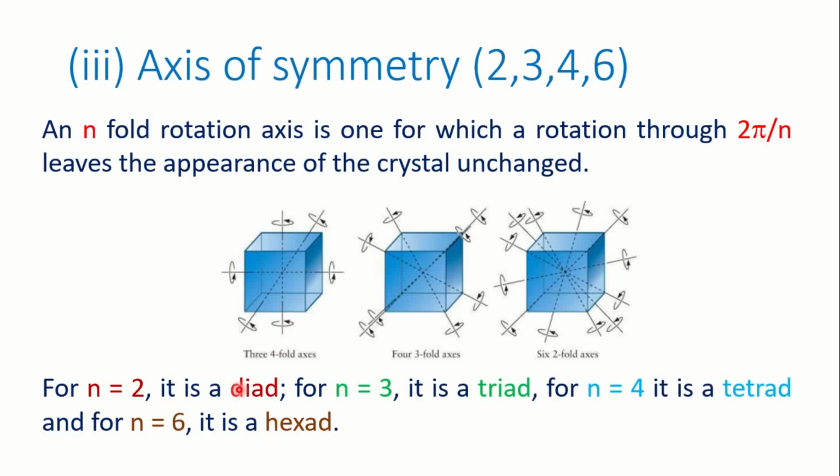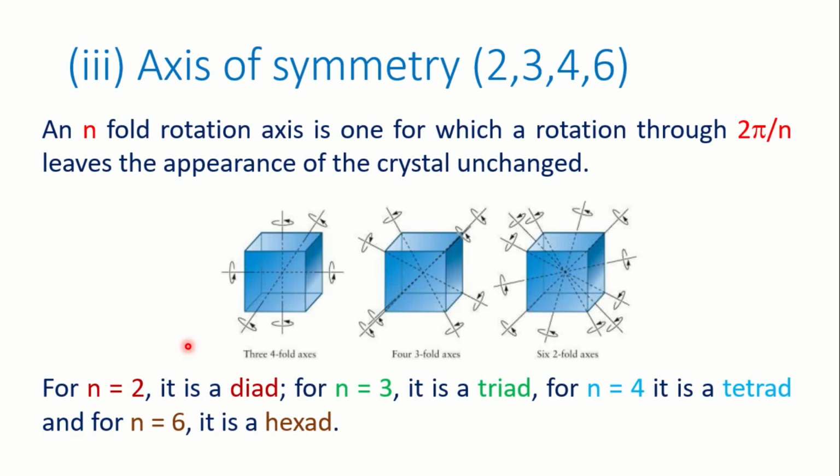For n equals 4, this is a 4-fold axis of symmetry. For a cube, this number is 3. This is a 3-fold axis of symmetry. For a cube, it has 4 sets of 3-fold axes of symmetry. And what about 2-fold axes of symmetry? For a cube, it has a total of 6 2-fold axes of symmetry.